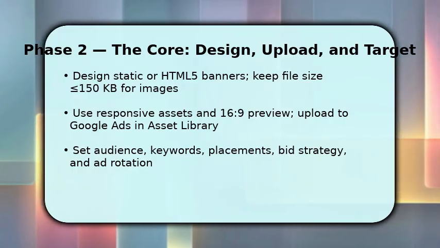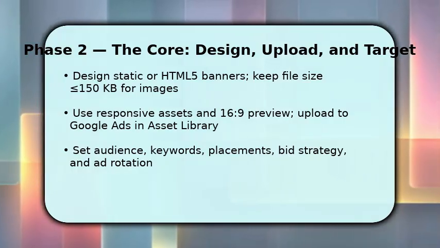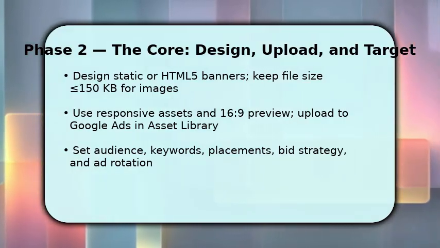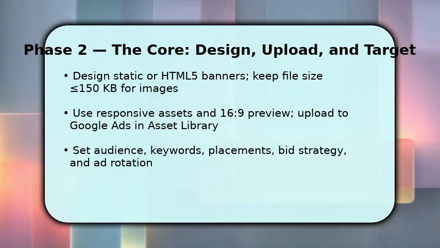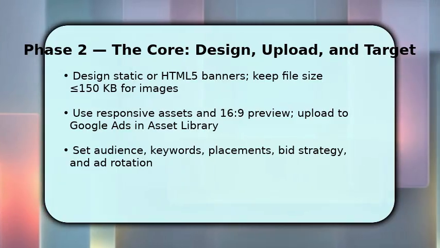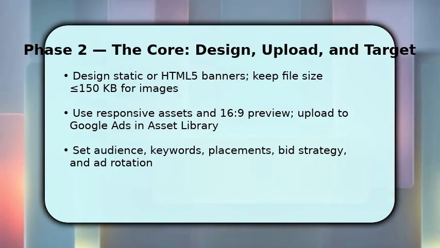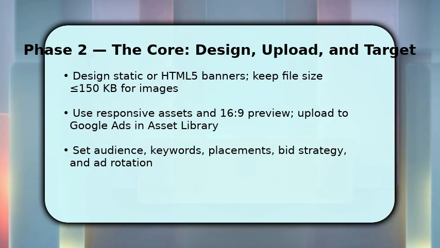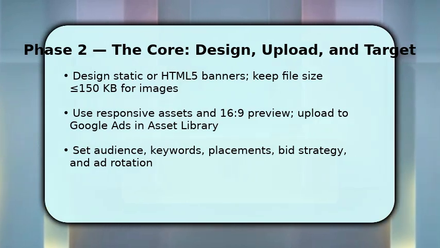Once assets are ready, upload to Google Ads Asset Library and create a responsive display ad grouping your sizes. Then set targeting, audiences, keywords, placements, and a bid strategy. Make adjustments to frequency and rotation. These choices control reach and performance.